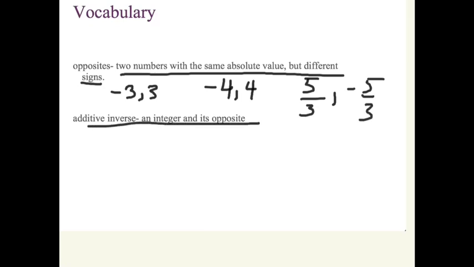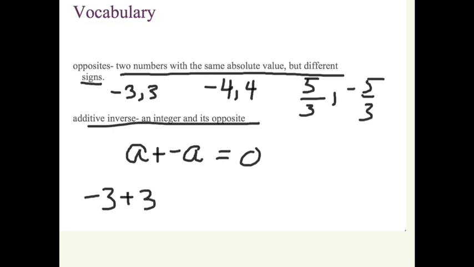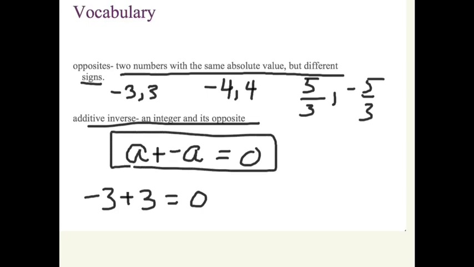Additive inverses are an integer and its opposite. And we remember from class, when we were looking at properties, we talked about additive inverses. If I have a plus the opposite of a, that's equal to 0. And we can see with these opposite pairs that's true. So an additive inverse is an integer and its opposite. And specifically, the sum of the additive inverses is always 0. Hence the additive inverse property that we have here.